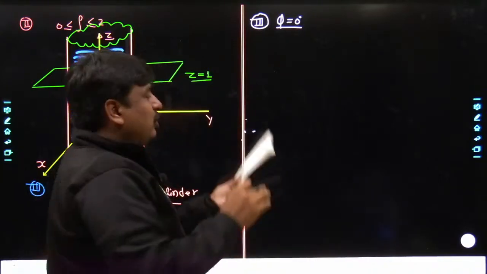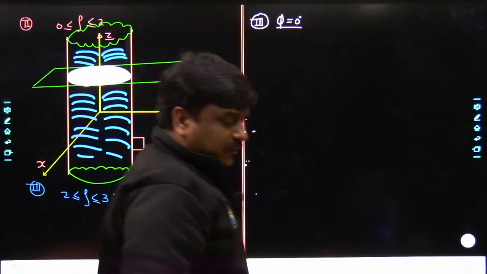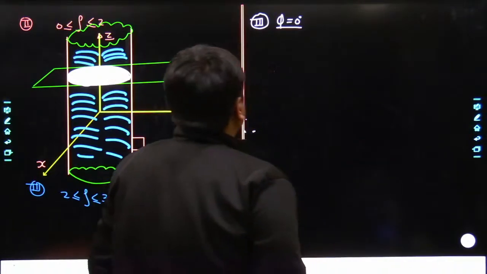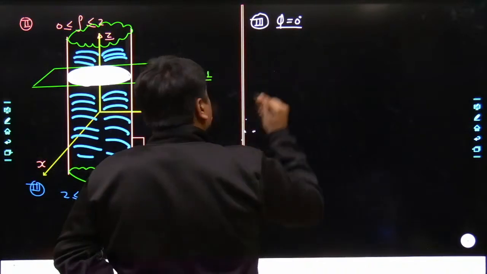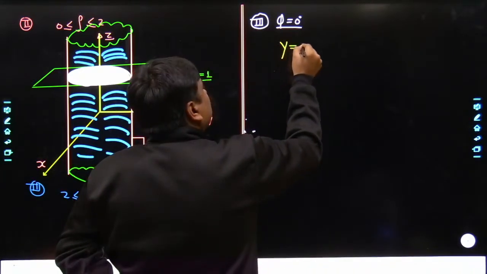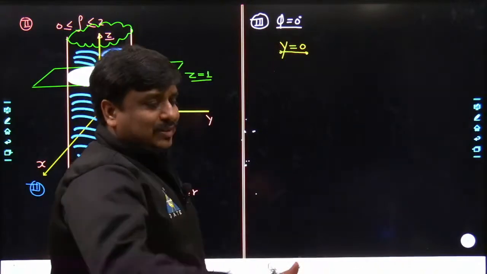What was the worth of y? The worth of y was 0. So may I know, for phi equals 0 degree, can I write the y equals 0 plane or not? Tell me yes or no. I would like to ask each one of you, the students who are there live over the live chat.